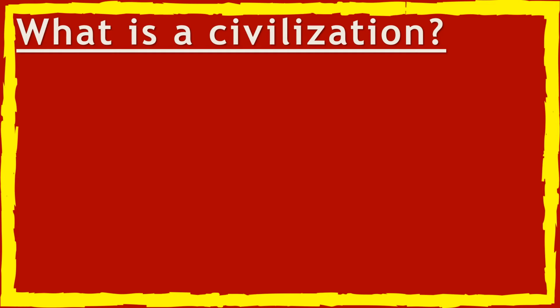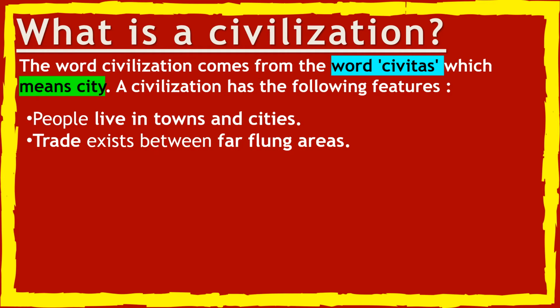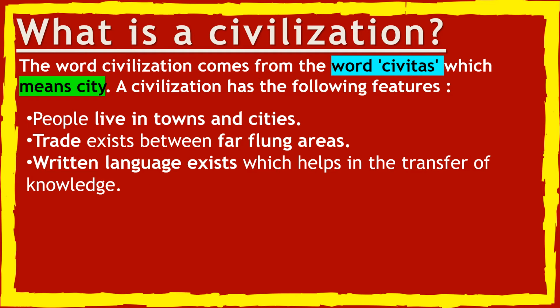What is a civilization? The word civilization comes from the word civitas, which means city. A civilization has the following features. People live in towns and cities. Trade exists between far-flung areas. Written language exists which helps in the transfer of knowledge.